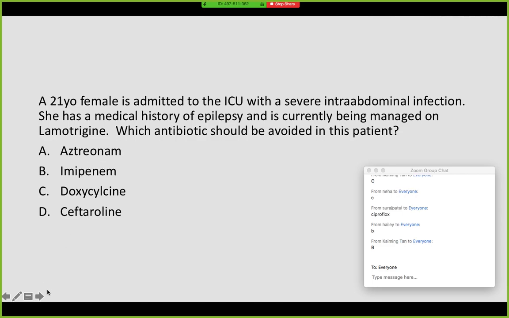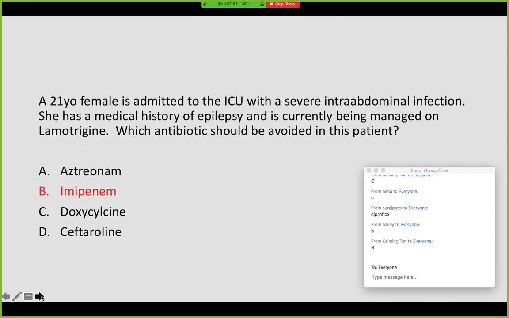Right, Haley's got it. So imipenem. So remember your carbapenems. You have an adverse effect of seizures, especially with imipenem. It's an anti-seizure drug.